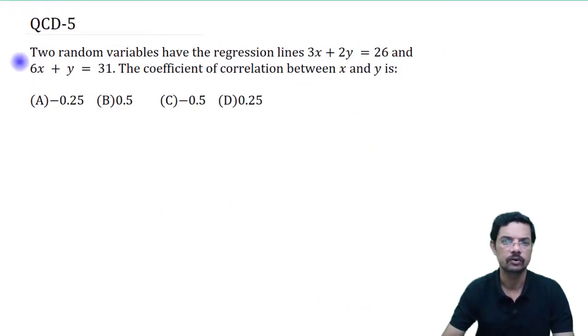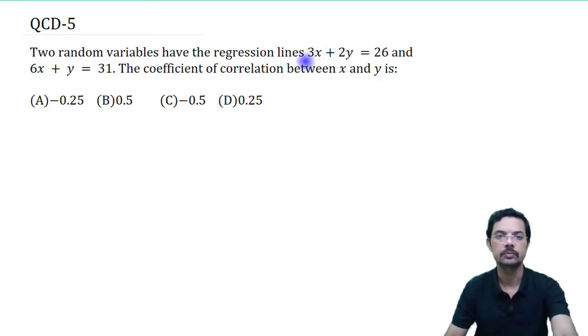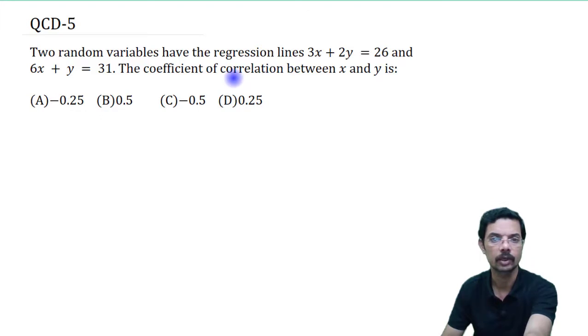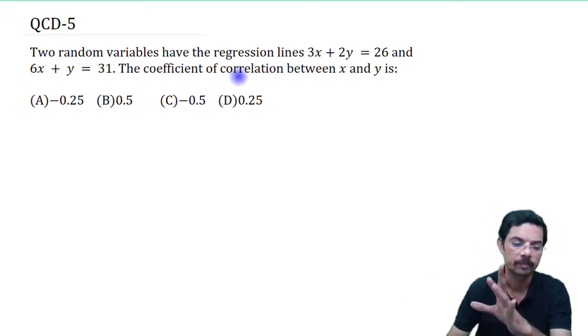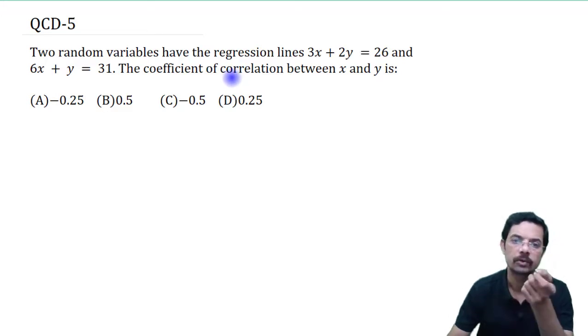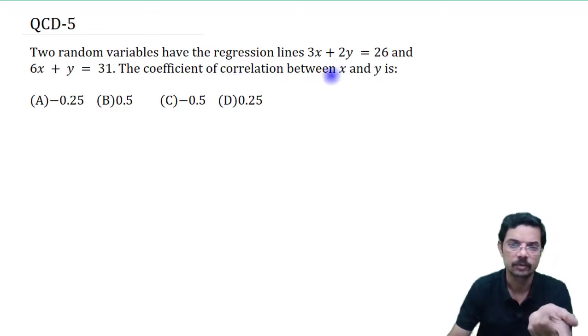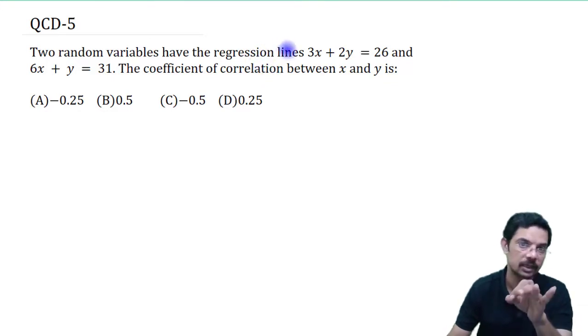In question number 5, two random variables have the regression lines as given. What is given to you? They have the regression lines 3x plus 2y equal to 26 and 6y plus y equal to 31. Then we need to find the coefficient of correlation between x and y. How to find it? We need to find R, the coefficient of correlation. It is not regression.